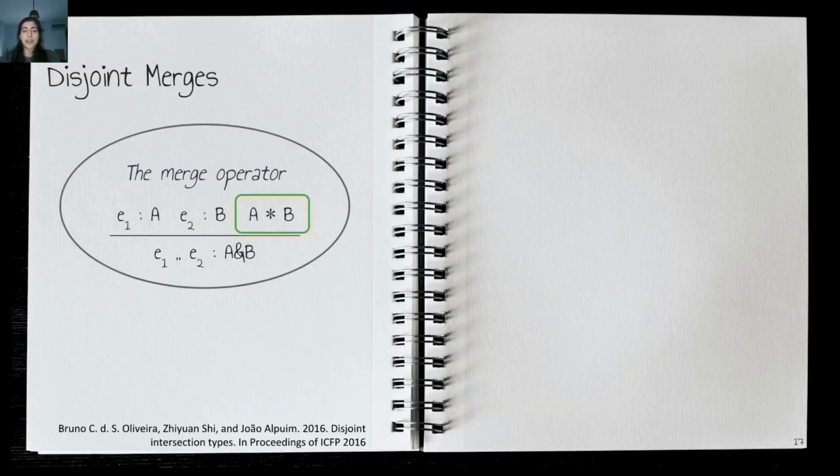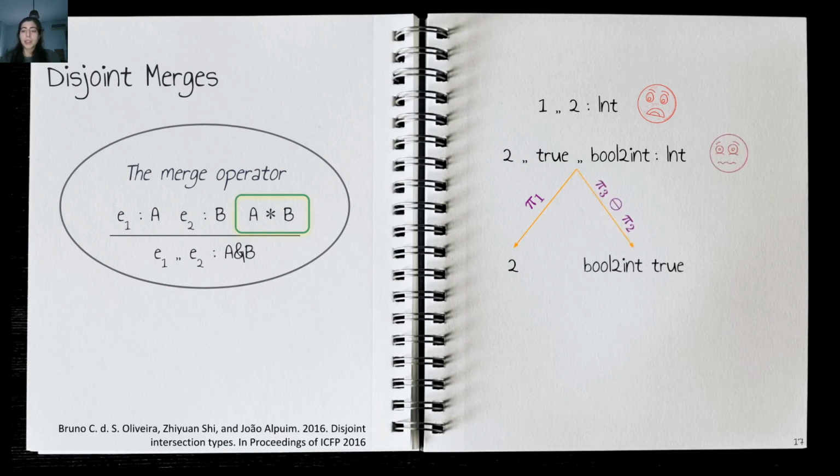To prevent this kind of ambiguity, we allow merges only between expressions of disjoint types. This idea has been taken from previous work by Oliveira and has been adapted to the needs of our work. So with this restriction, expressions like this one of the previous slide are not allowed. Similarly, merging the value 2 with true and bool to int is also not allowed, because if later we annotate this merge with int, we will have again two ways to extract an integer. One by projecting on the first component, and another by using Modus Ponens on the second and the third component, which would yield a different result.